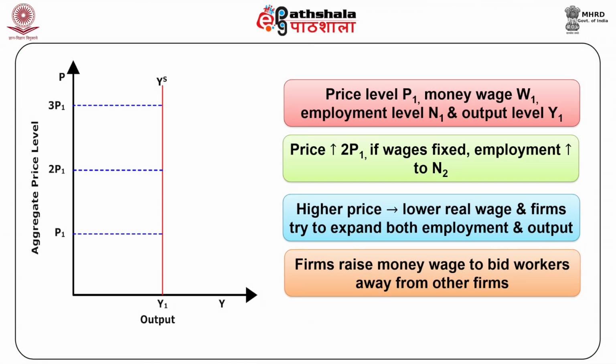Now, constructing the aggregate supply function, consider a price level P1 and money wage W1, employment level N1 and resulting output level Y1. Now, if price increases to P2, if wages are fixed, then employment would increase to N2. The higher price means a lower real wage and firms will try to expand both employment and output. To expand employment, firms raise money wage in an effort to bid workers away from other firms. Firms that do not do this suffer high quit rates and lose workers.